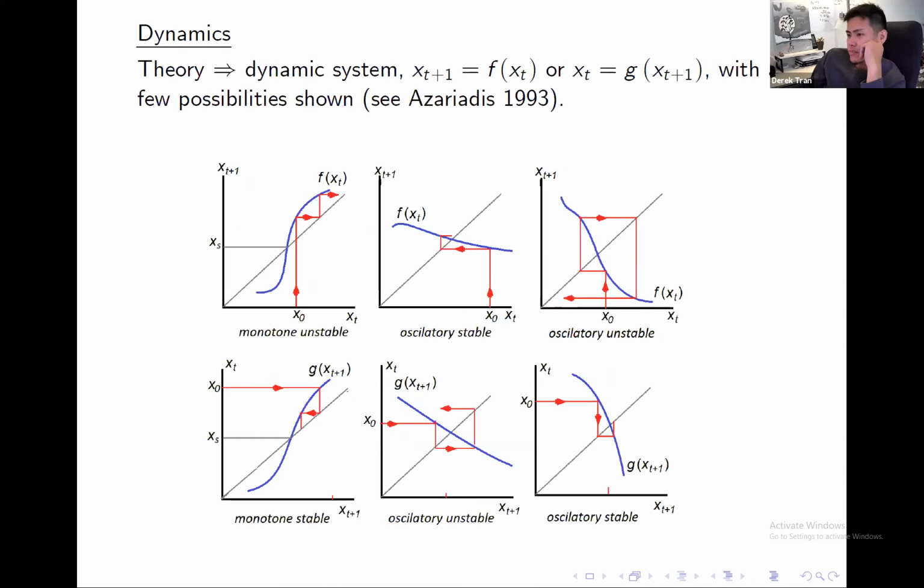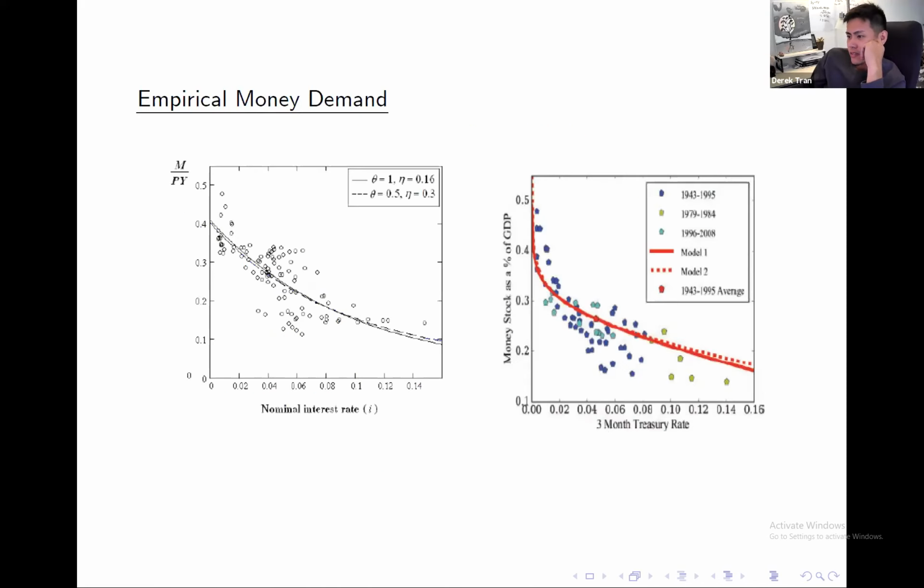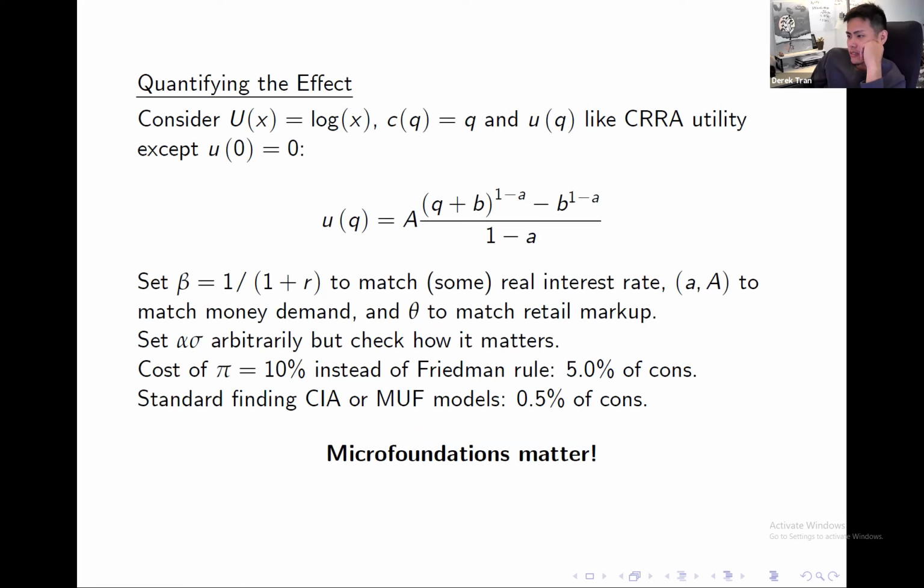Is that 5% the upper range? Because you set alpha sigma arbitrarily, right? Can you repeat the question? Is that 5% the upper range? Because you set alpha sigma arbitrarily?